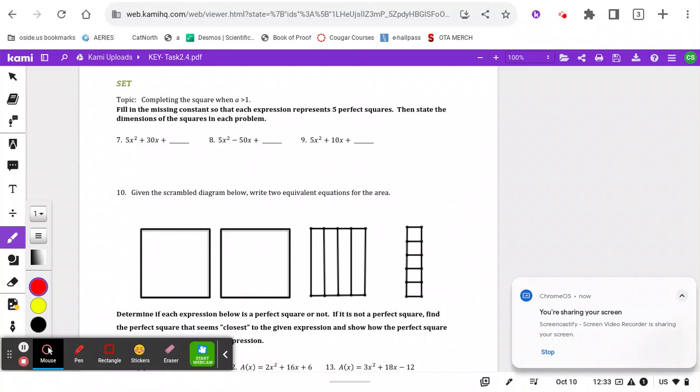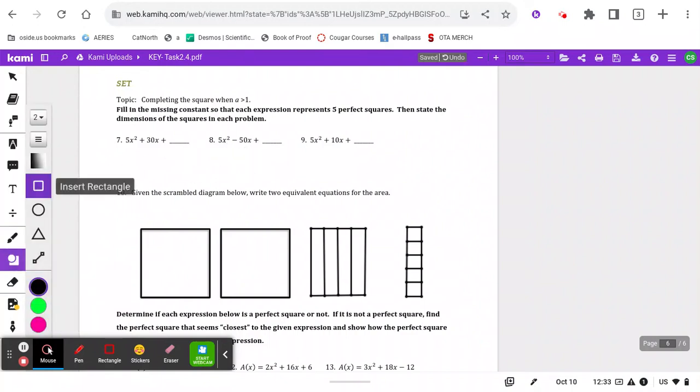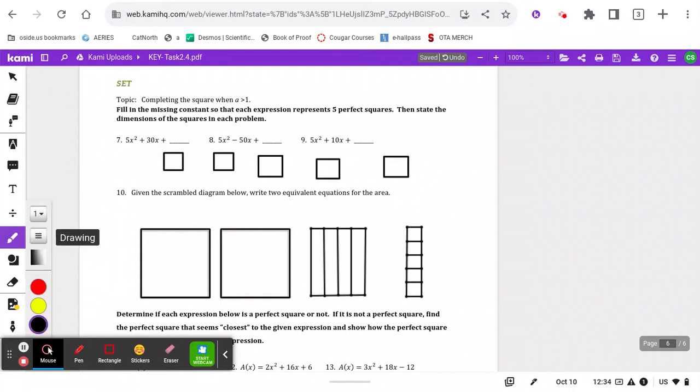All right, on the set part coming up, number 7, 8, and 9 are all talking about 5x squared. So let's start a quick diagram for all of these and see if it will help us. 5x squared. Oh, these are definitely not squares. Let's see if I can find a little shape here. Okay, there's my 5x squareds.